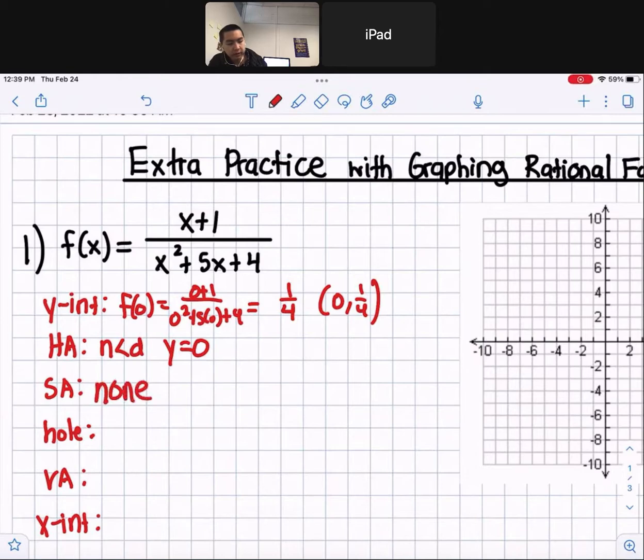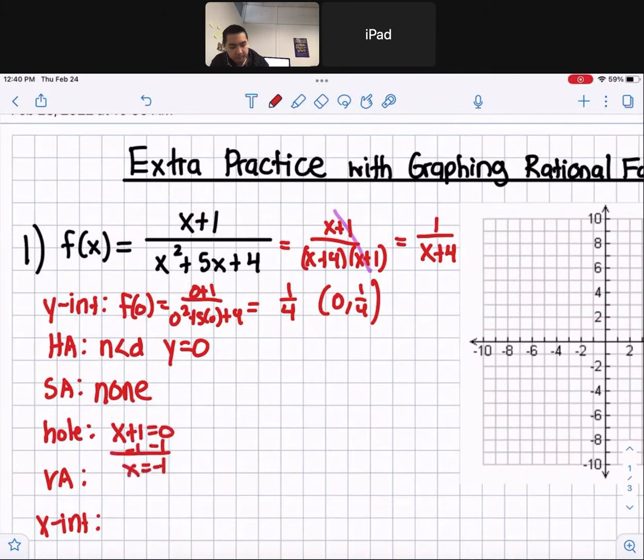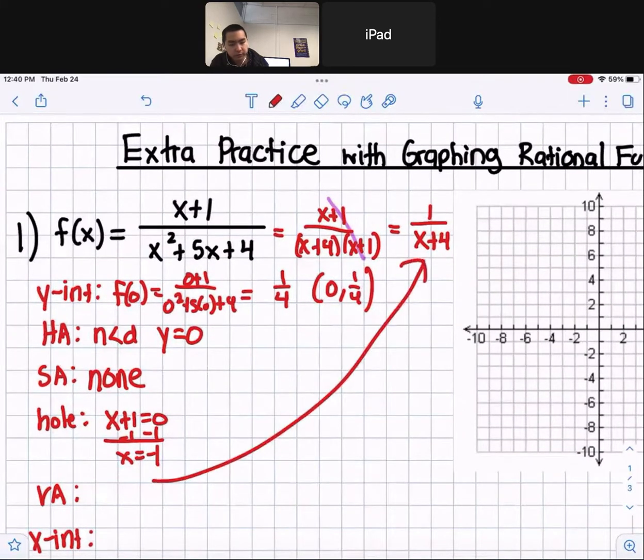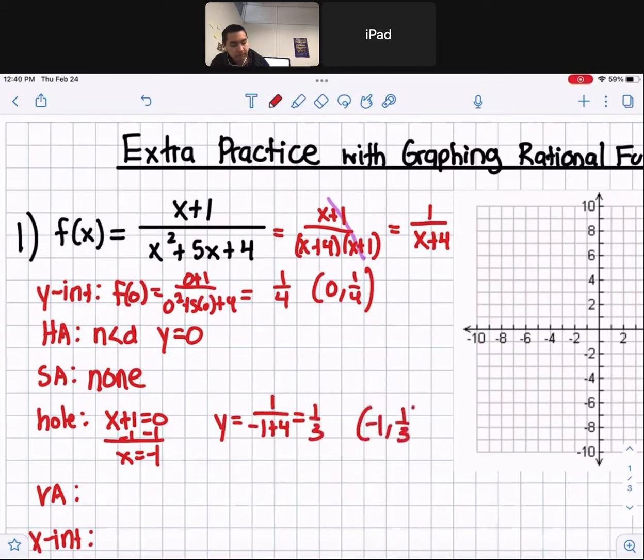Don't got a slant. And let's factor everything to see if we have any holes. If you factor that by doing the x method, you would realize that the x plus 1s cancel. So x plus 1 divided by x plus 1 just leaves 1 up top all over x plus 4. For the hole, you set what you canceled equal to 0, and we have the x value is -1. Then we plug that into the reduced equation. So we get 1 over -1 plus 4, which is 1/3. So our hole is -1 comma 1/3.